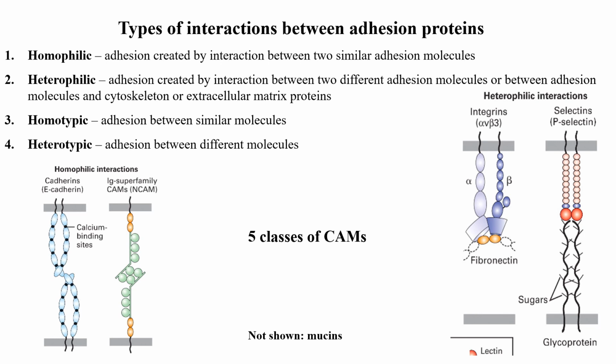Another type can be the heterophilic type, where the adhesion is created by interaction between two different adhesion molecules or between adhesion molecules and cytoskeleton or extracellular matrix proteins. Further, it can also be of homotypic type, which is the adhesion between similar molecules, and heterotypic, as the name suggests, is the adhesion between different molecules.